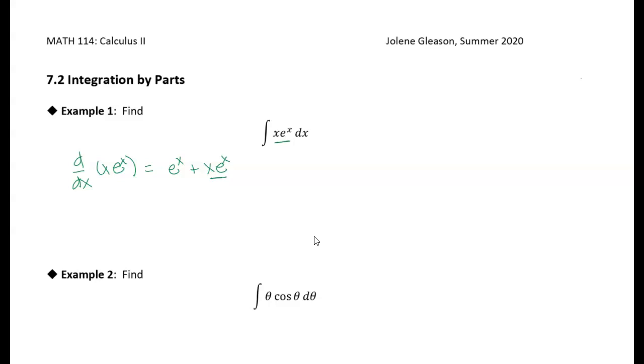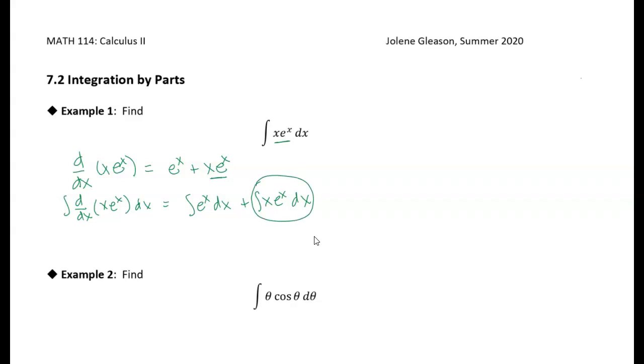So let's see what happens if we integrate both sides. I'm going to integrate the derivative of x e to the x dx, right? And if I integrate the other side, I have a sum of two things, so I'm just going to do the sum of the integrals. So I get the integral of e to the x dx plus the integral of x e to the x dx. Now this is what I want, right? This is what I want.